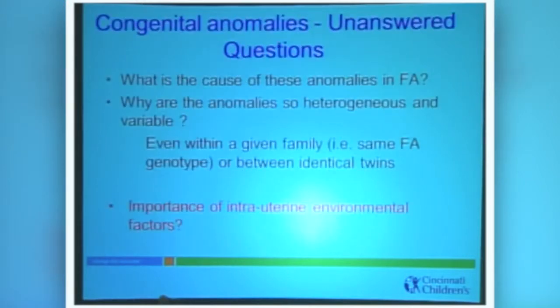So in terms of congenital abnormalities, there are still quite a lot of unanswered questions that we as physicians, as scientists, researchers, can look into. Why do they develop congenital abnormalities? Why are the anomalies so heterogeneous and variable? Even in the same family, you will have two siblings, one will have abnormalities, one will not. Even in twins, there is a difference. So why is that? Are there some intrauterine factors causing this? We don't know, and that is something I think one of us should focus on and try to figure out.